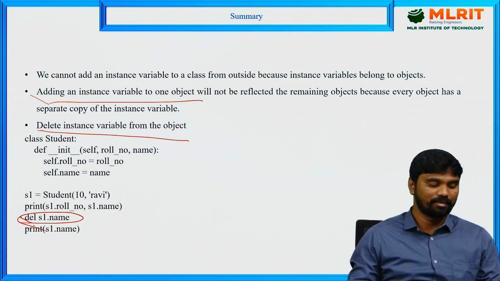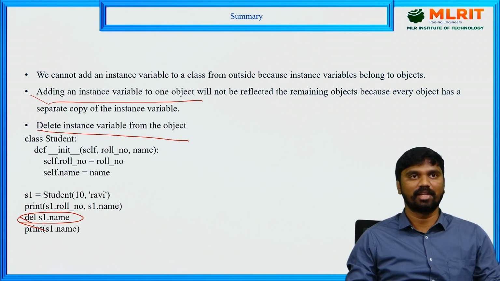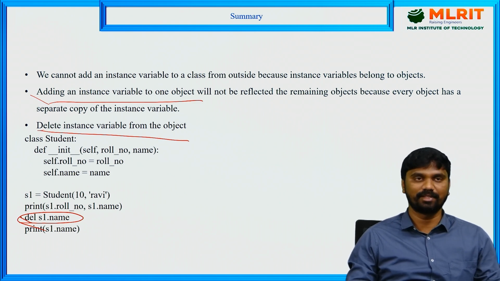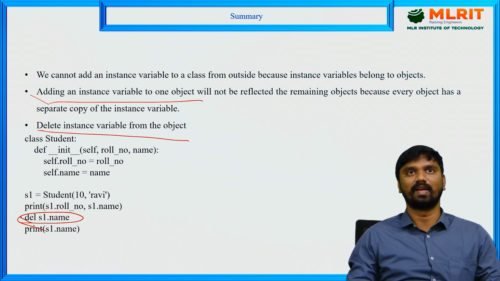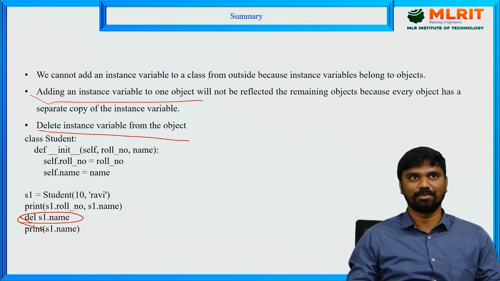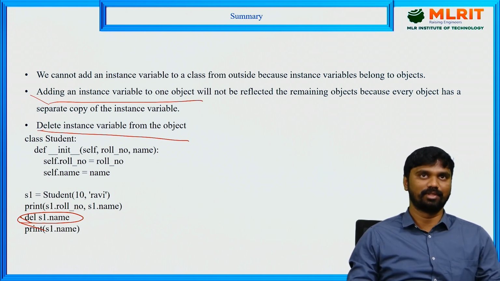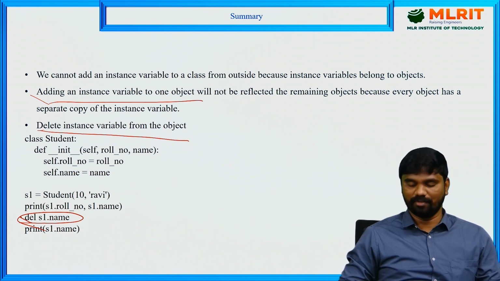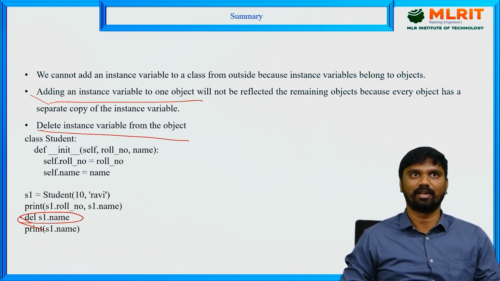So in this way we can delete instance variables as well as access and declare them. So we discussed what instance variables are, declaring instance variables, accessing instance variables, and deleting instance variables from an object. So this is about instance variables. In the next class we'll discuss another type of variable.